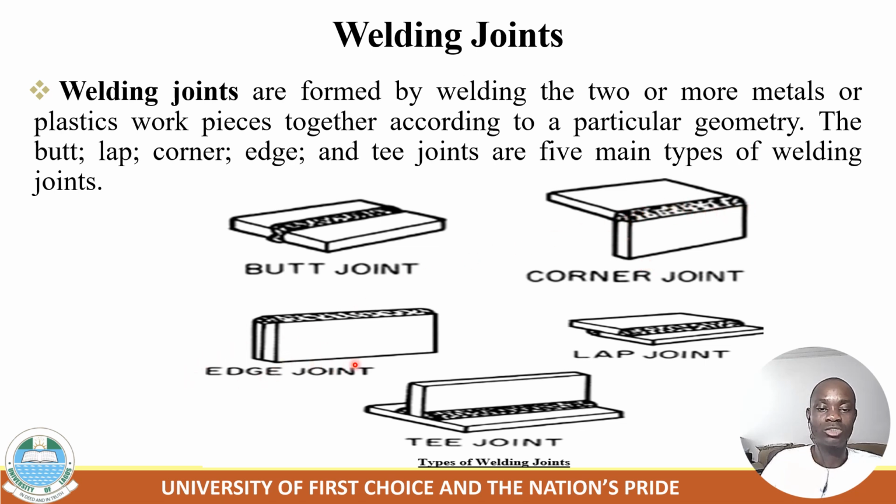And this one is an edge joint, whereby you have 2 materials placed side by side, and you join the edges of them together. That is an edge joint. And also we have lap joints here, whereby you place material over each other and you join them together. That is a lap joint. And this one is a T-joint, where you place 2 materials at an angle of 90 degrees over each other to form the shape of T. So these are the 5 types of welding joints that we have.